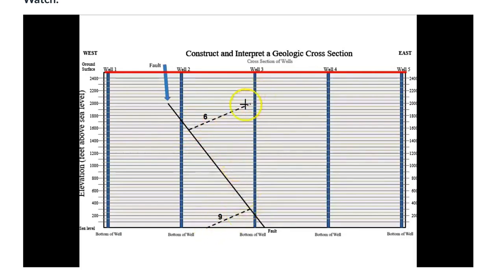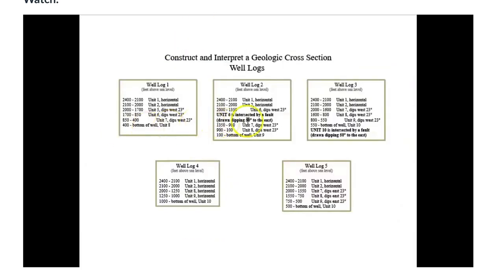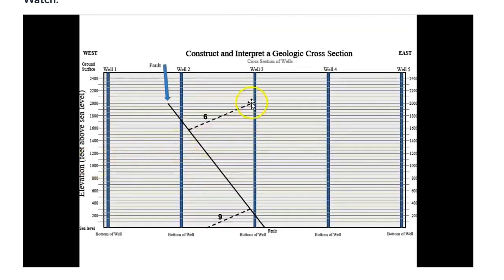But these dip angles that I have drawn for you here are dip angles of 23 degrees. So that'll come in handy if you don't have a protractor. No worries, you can just utilize the same angle as I have provided here for you.